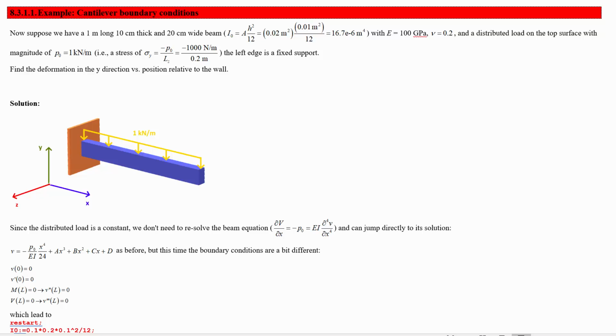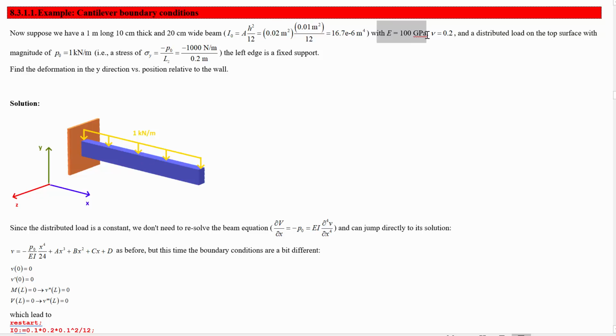All right, let's do an example with cantilever boundary conditions. Suppose we have a 1 meter long beam that is 10 centimeters thick and 20 centimeters wide. Yeah, I guess this one is not quite 20 centimeters wide. We're just showing part of the width. It's got a longer thickness than it has width. And we're gonna deal with this and see what we have. So again, not quite to scale.